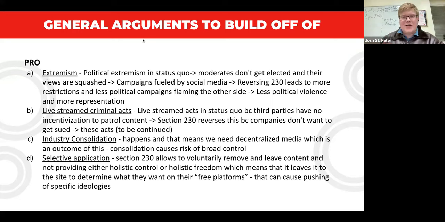It allows people to voluntarily remove and leave content. It's something where you are allowed to moderate in some situations, and there's not a specific rubric in the way that you do moderate. So you can take down content whenever you want, but also you can leave content whenever you want.